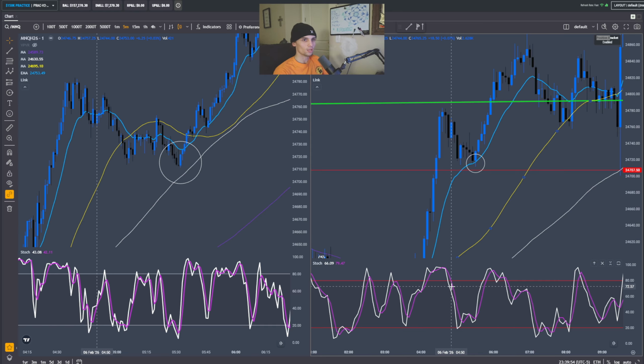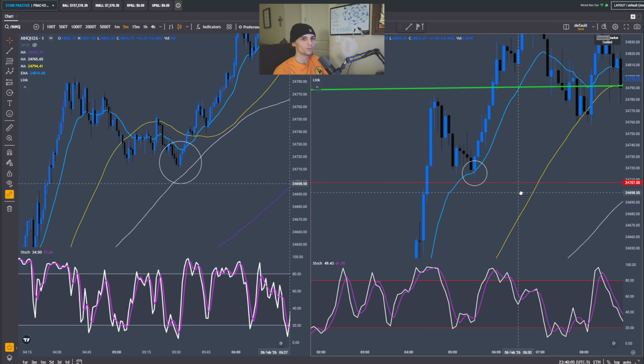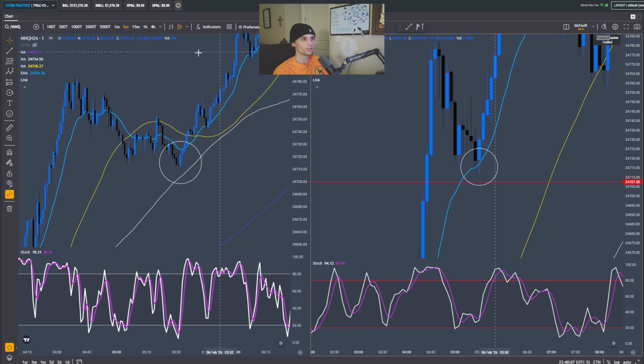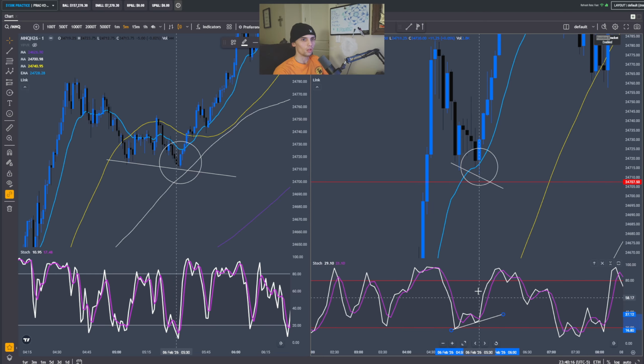Because on the stochastic on the 5 minute right here, we are angling down still. We're still angling down, still angling down. And right here, we almost get the full hook. We don't get a full hook on this, actually. But look at what happens down here at the low. You see price? We make lower lows on price. But what are we doing on the stochastic? We're making a higher low.